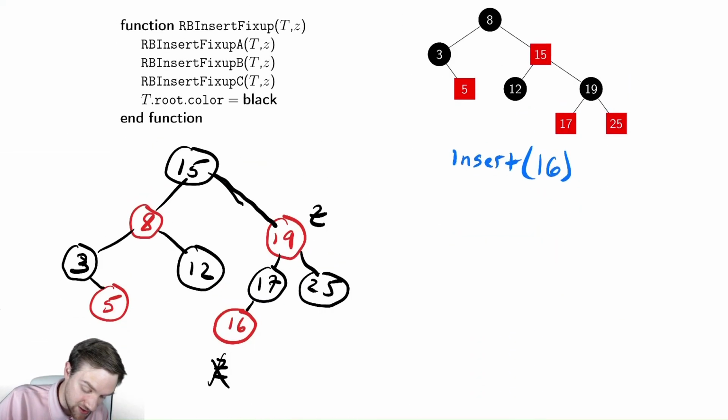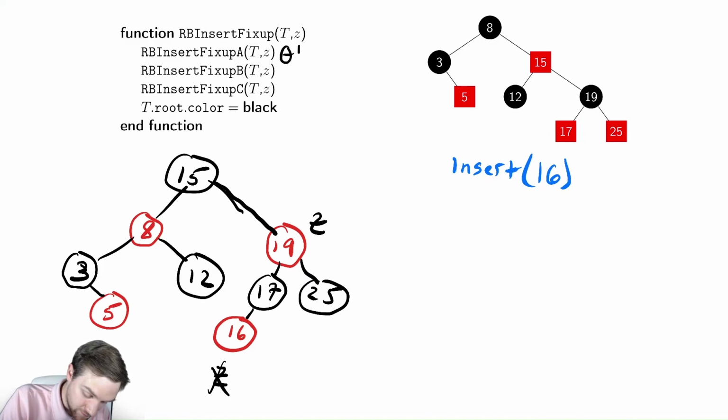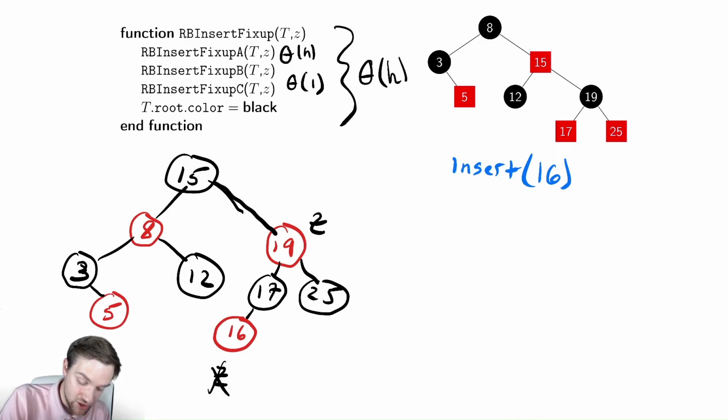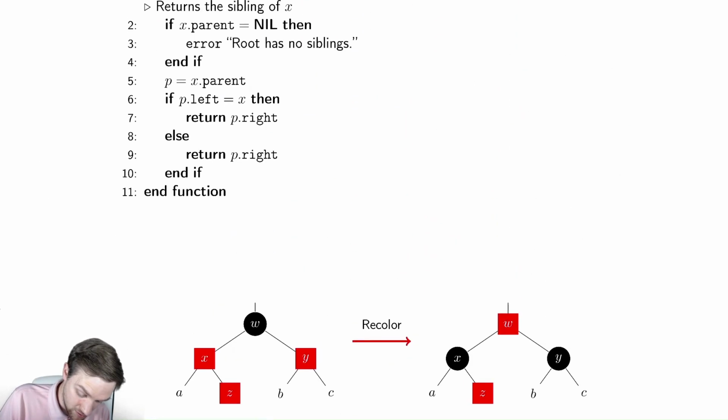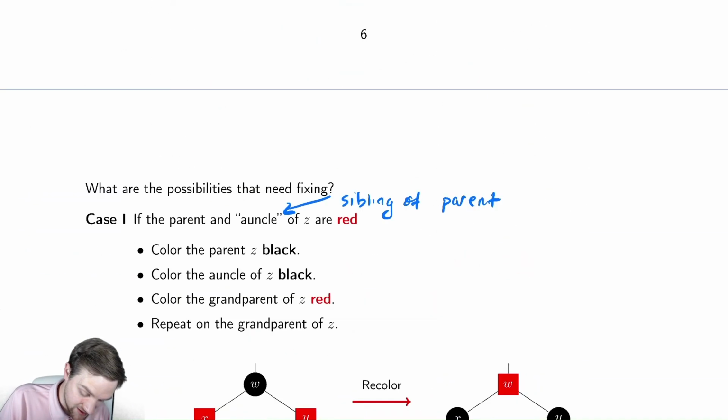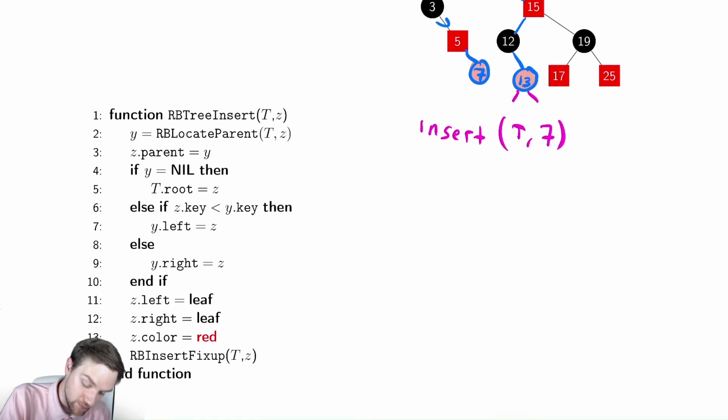Now, let's look at the runtime then. We have theta h and theta 1s. So all of this is in theta of h. And let's go all the way back up to the top again. All the way back up to the original method, which was insert. And if we look at insert, it's somewhere up here. There we go. Insert found the parent exactly like it was for binary search trees. That's in theta of h. Bunch of pointer stuff. And then fixup, which is in theta of h.